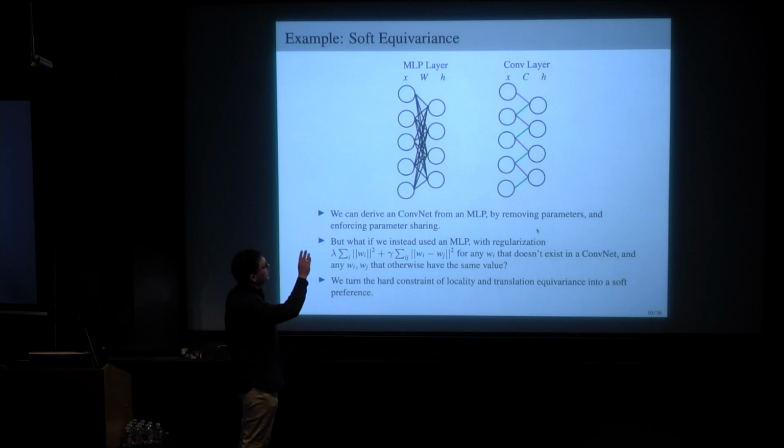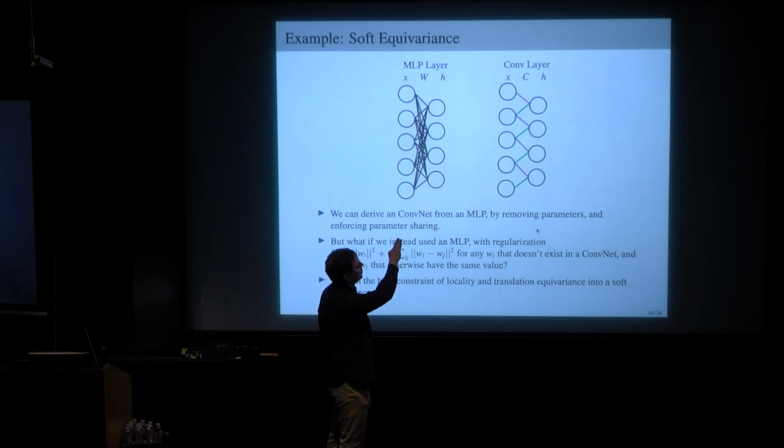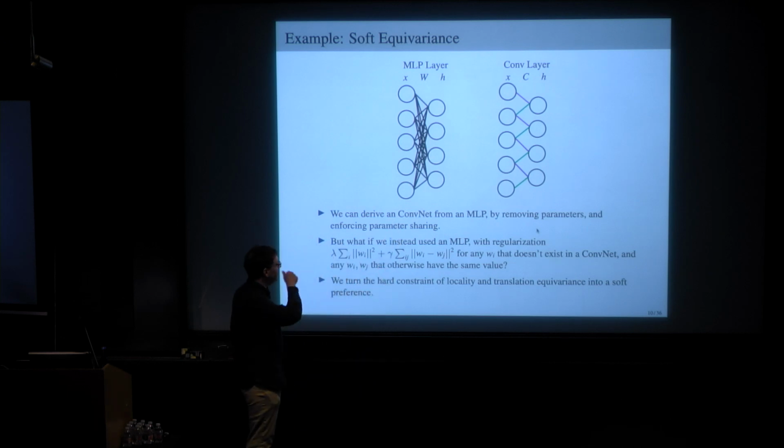So one way that we can derive a convolutional layer is by starting with a fully connected layer, removing a bunch of parameters, and then enforcing parameter sharing. So the purple lines here correspond to parameters that have the same value. The green lines have the same value as well.